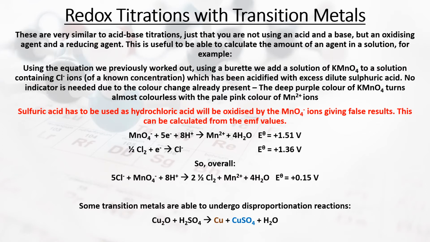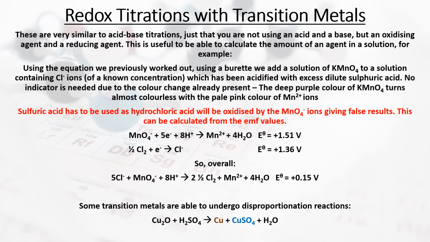One of the key things here with using transition metals is of course that we have variable oxidation states, but also ions that typically are coloured, and typically different oxidation states have different colours. And so in the case of this one, we have our deep purple colour of our manganate anions, that Mn in the 7+ oxidation state, turning to the almost colourless, very pale pink colour of the manganese 2+ ions. So we have a natural colour change anyway, so we don't need to put an indicator in.